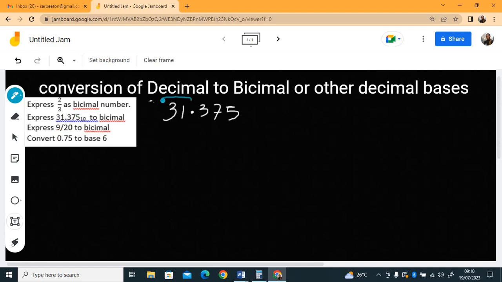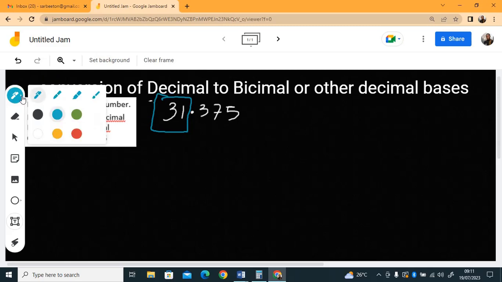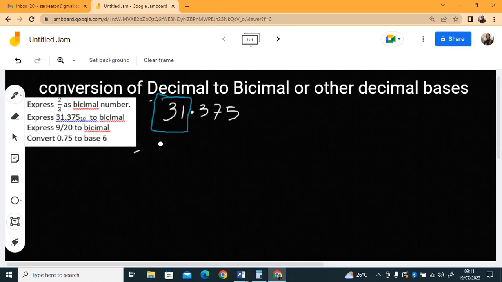So first thing you have to do is convert this whole number to binary numbers. That is what you do first. If you can do that one first, then your problem is solved. So binary numbers for 31 now. I told you what you have to do is something like this. That is the whole number now, 31. So you divide it by 2, because it's bicimal.